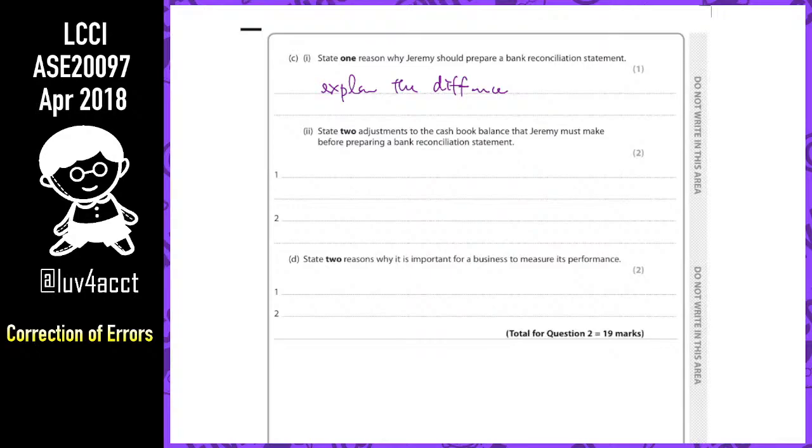State two adjustments in the cash book balance that Jeremy must make before preparing a bank reconciliation statement. So it can be bank interest, bank charges, but then I won't give these as two. I might say dishonored check, because bank interest and bank charges are of the same type. So usually I give my answers in a more diverse manner.